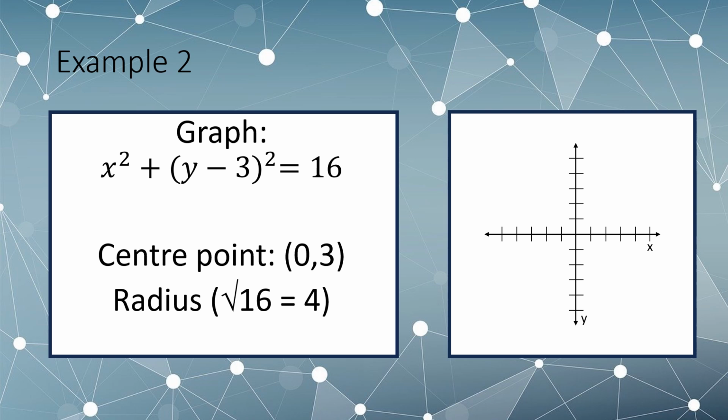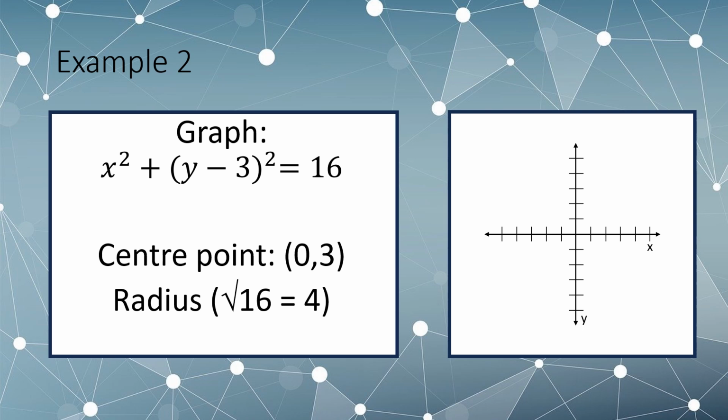So if we're looking for the center point of this graph, we know that our 0 will be our x value because there's no h value present, and 3 will be our y value, or our k value, because it's y take 3, so it becomes +3.